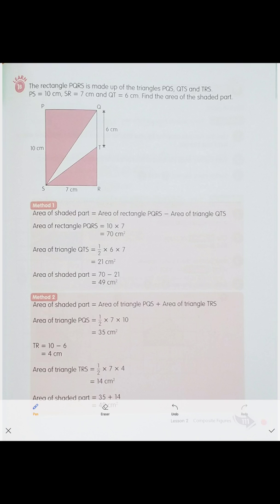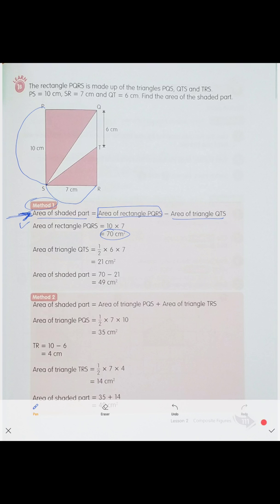So obviously, in order to find this area, we need to calculate the whole area of the rectangle, and we need to remove this piece. And this is what they offer us as method 1: area of the shaded part is the area of rectangle PQRS minus the area of triangle QTS. That's this one. We know how to calculate the area of the rectangle. The length is 10, the breadth is 7, and the area is 70.